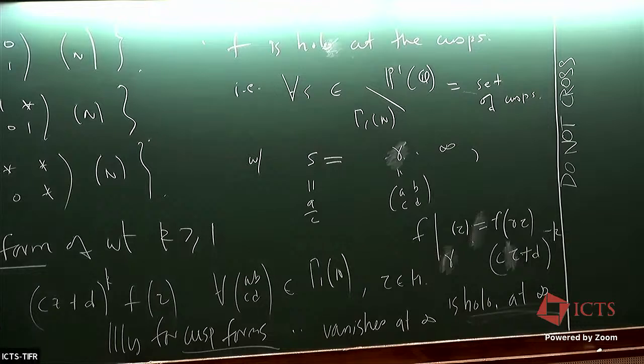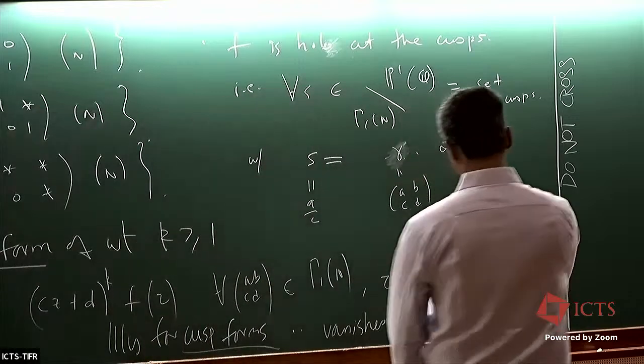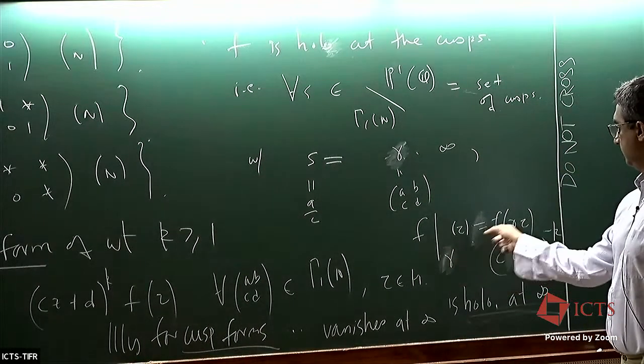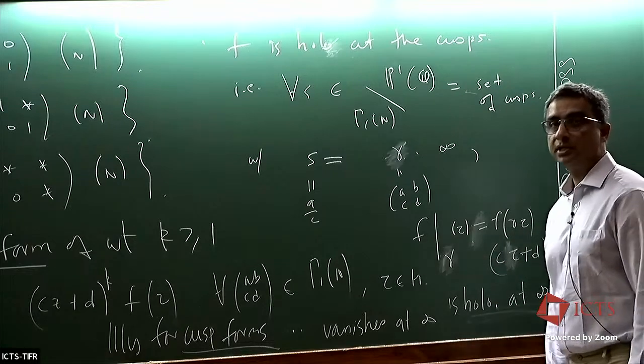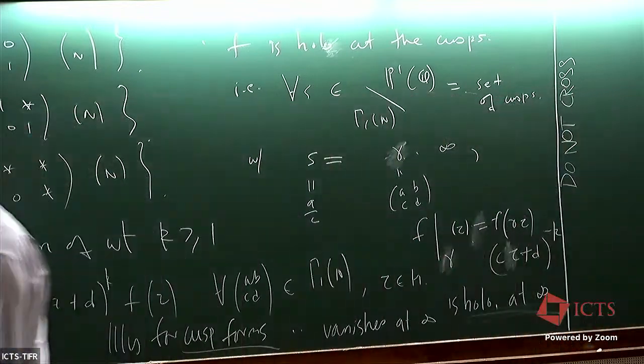So for cusp forms, you're required to vanish at infinity. Because gamma 1 n, for instance, or any one of those subgroups, is of finite index, right? And this condition is not saying much, because if you change this gamma by something in gamma 1 n, then this function is invariant, right? So you only have to check it on those cosets.